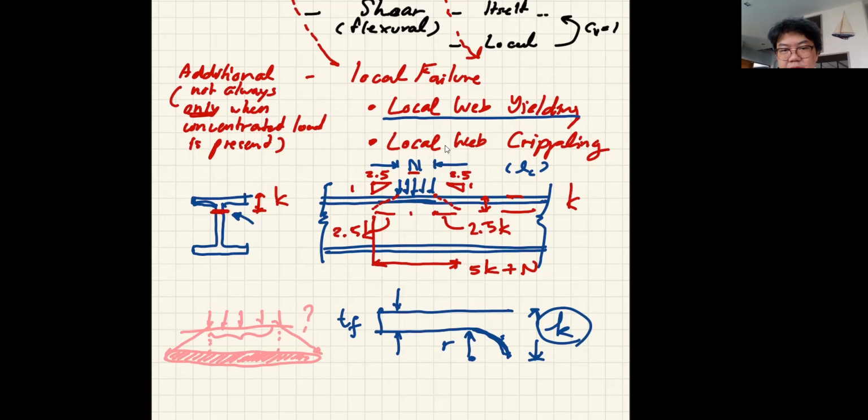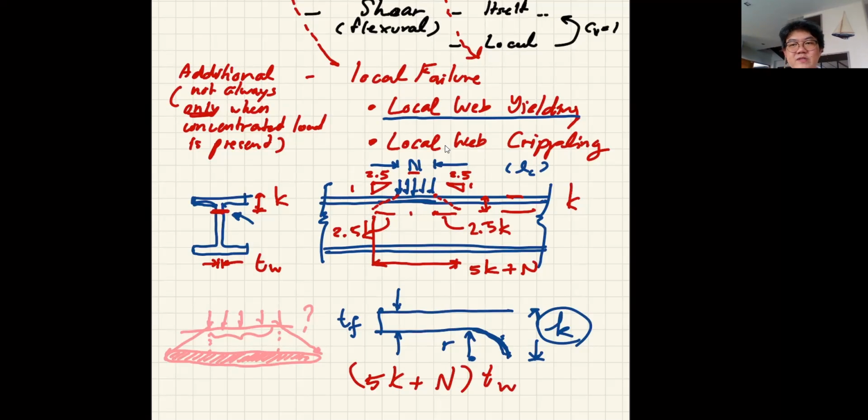That's the length. If we multiply that by the width, what is the width? The width is, of course, the thickness of the web, TW. So now we know the length and the thickness, so we can calculate the area of the beam web that will undertake the pressure from the concentrated load. So the area becomes 5K plus N multiplied by the thickness of the web.